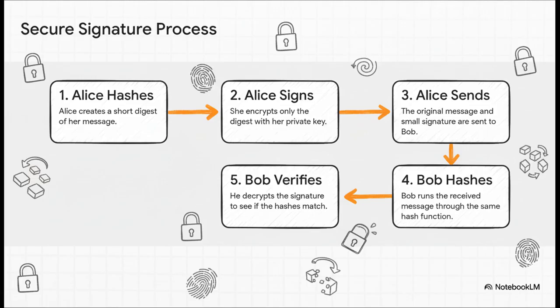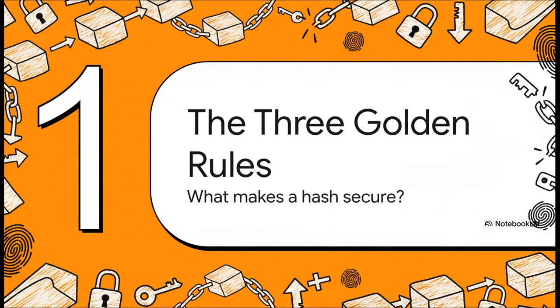Now Bob takes the message he got and runs it through the exact same hash function on his end. Then, he uses Alice's public key to unlock her signature, which shows him the hash she started with. If the hash he just made matches the one from Alice's signature, boom, he knows for a fact it came from her, and that nothing was changed along the way. So much cleaner, right?